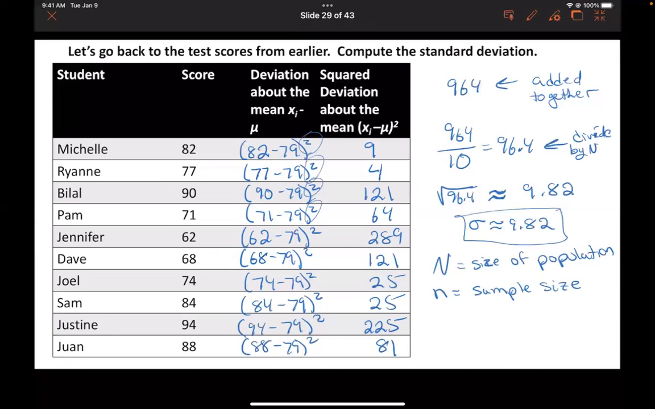Are we feeling a little bit better here? Okay, let's go to sample standard deviation, and then I'll show you fancy calculator stuff.